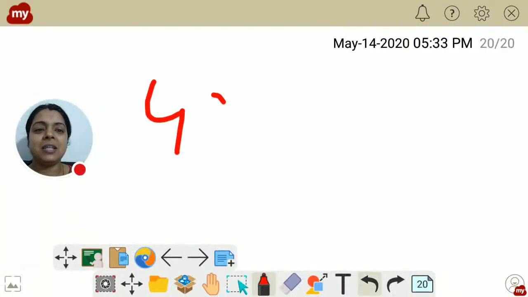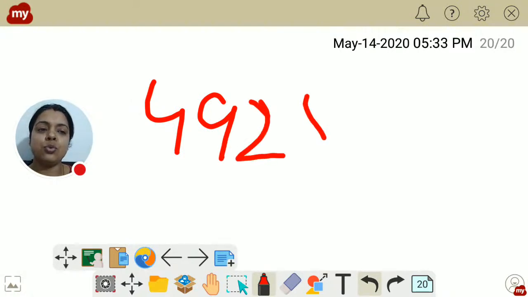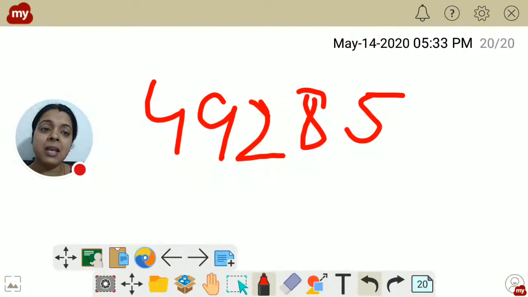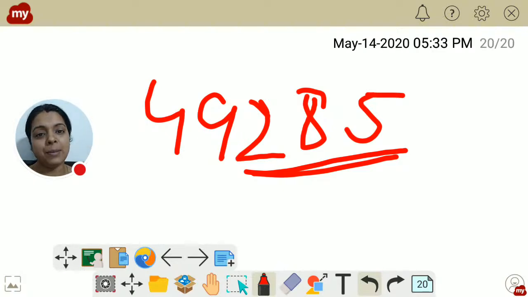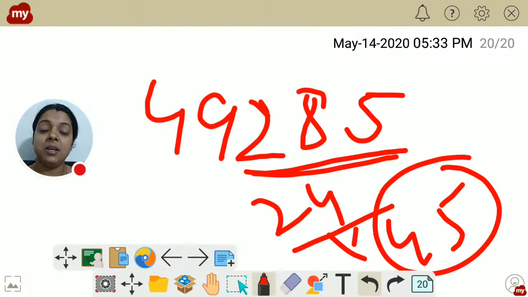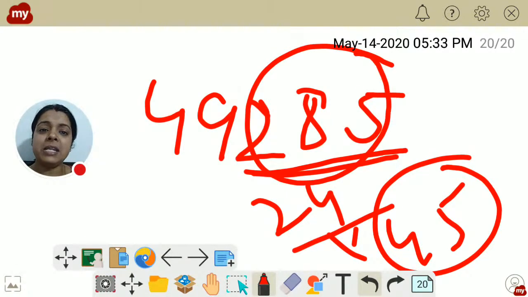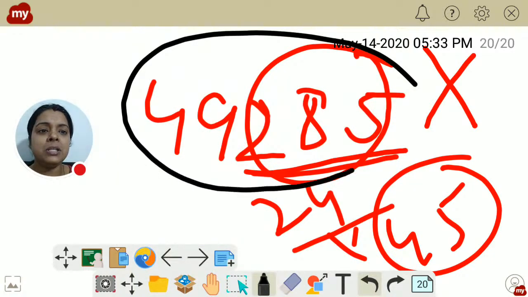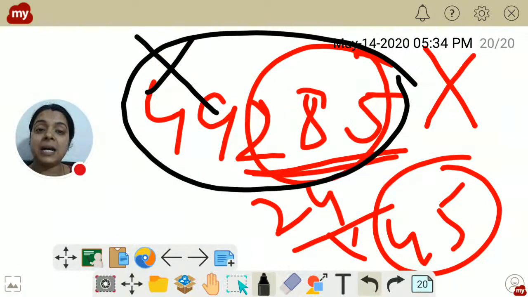Okay, so I'm just taking the number 4, 9, 2, 8 and 5. What happens? You have to check if the last three digits are divisible by 8, then the whole number is divisible by 8. Let's see whether it is divisible or not. 8 2s are 16. 8 3s are 24. Comes 24. And 4 and 5. 285 is not divisible. Finally, what happens? If 285 is not divisible, in that case, this number will never be divisible by 8.